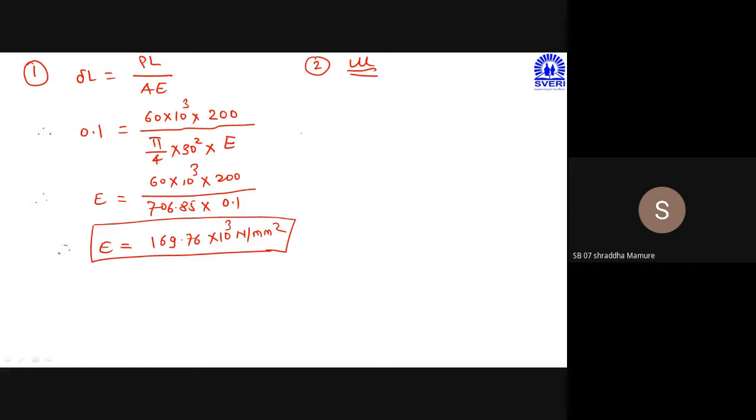What is the formula for the Poisson's ratio? Lateral strain to linear strain. Formula for the Poisson's ratio mu is equal to lateral strain upon linear strain. Okay, therefore, now which will be the lateral strain and which will be the linear strain?